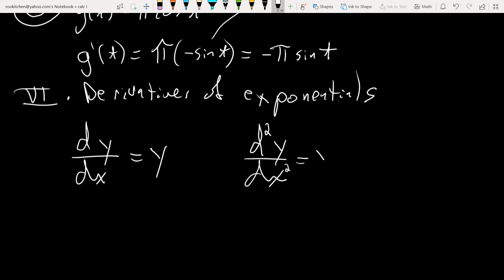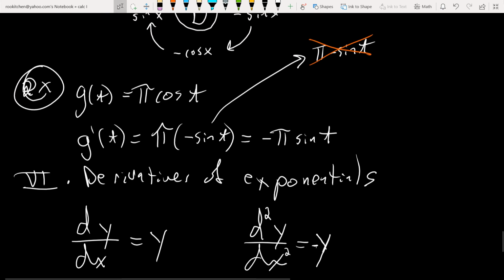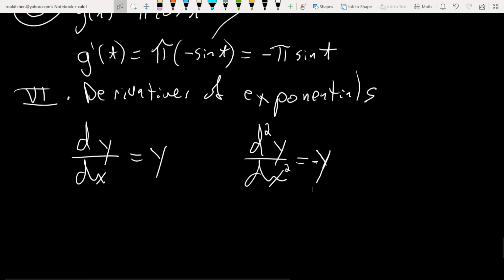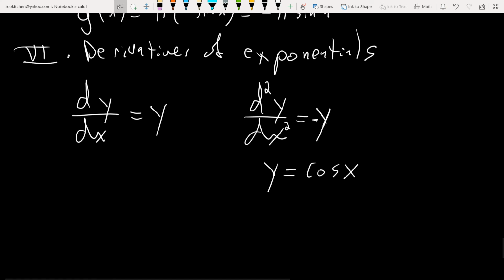Okay, so if you do it twice, what function equals itself, kind of? What function is the negative of itself? Right, we kind of cheat a little bit and look up there. If you take cosine's derivative twice, you'll get negative cosine. So the solution to this differential equation would be y equals cosine. Okay. So you play that game, and it's called, like I said, differential equations.